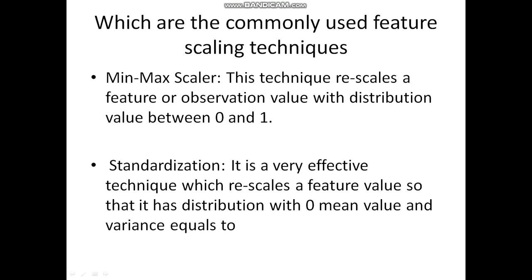Now the next question is, what are the commonly used feature scaling techniques? It's min-max scaler as well as standardization. These are the 2 techniques that you will be using for scaling. Let's look at the first one, min-max scaler. This technique rescales a feature or observation value with distribution value between 0 and 1. And what is standardization? It is a very effective technique which rescales a feature value so that it has distribution with 0 mean value and variance equal to 1.